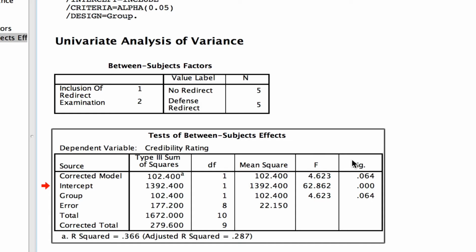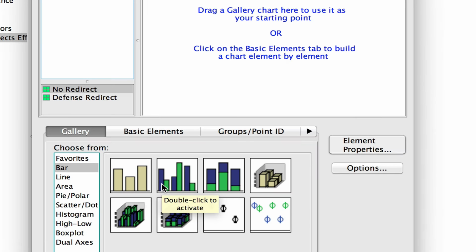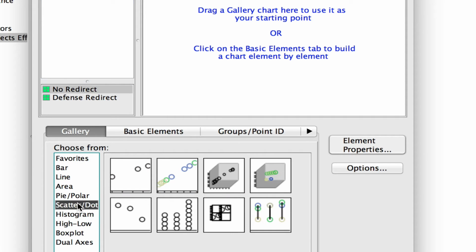So how do we test the homogeneity of regression assumption? Well, we can test it graphically first by drawing a chart. So to do that, we're going to go Graphs, Chart Builder. I've already defined all my variables, and we're going to ask for a scatter plot, but with different colours for different groups, so we can see how the relationship differs. So I'm going to drag that in.